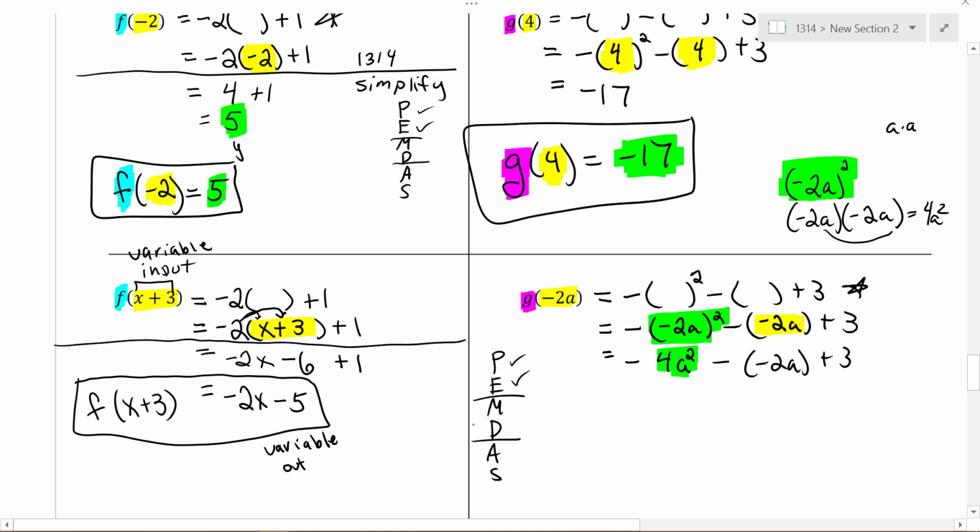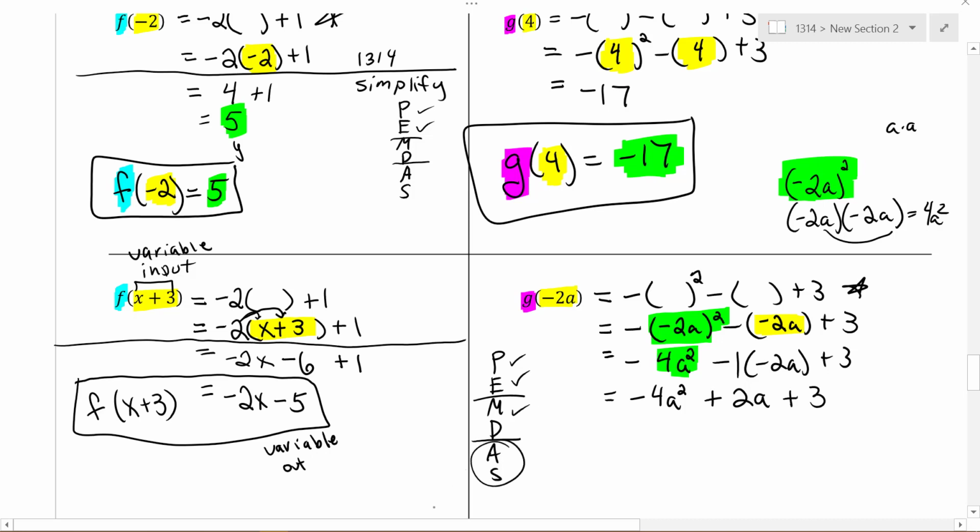Now, multiplication and division. Do I have any multiplication or division? In a way, yes. In a way, no. You can consider this to be like a negative 1, if you want to, times a negative 2a. That might make things a little bit easier. What's a negative 1 times a negative 2? That gives me a positive 2, and then I have the a. So negative 1 times a negative 2a is a positive 2a. Bring down the 3.